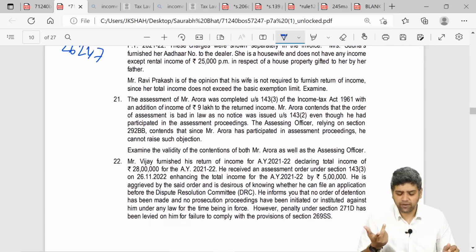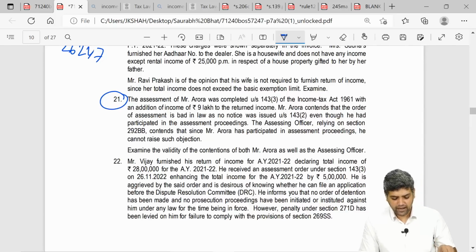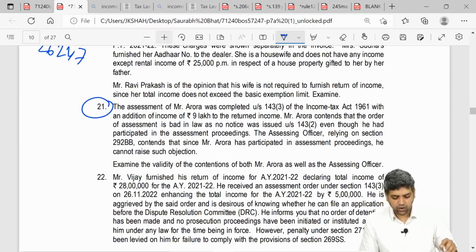Next question 21. I hope question number 20 was clear to everyone. Question number 21 is pretty simple. This is covered by us in class several times. Asked by the institute also once. The assessment of Mr. Whoever was completed under 143(3) of the Income Tax Act with an addition of 9 lakh rupees to the returned income.